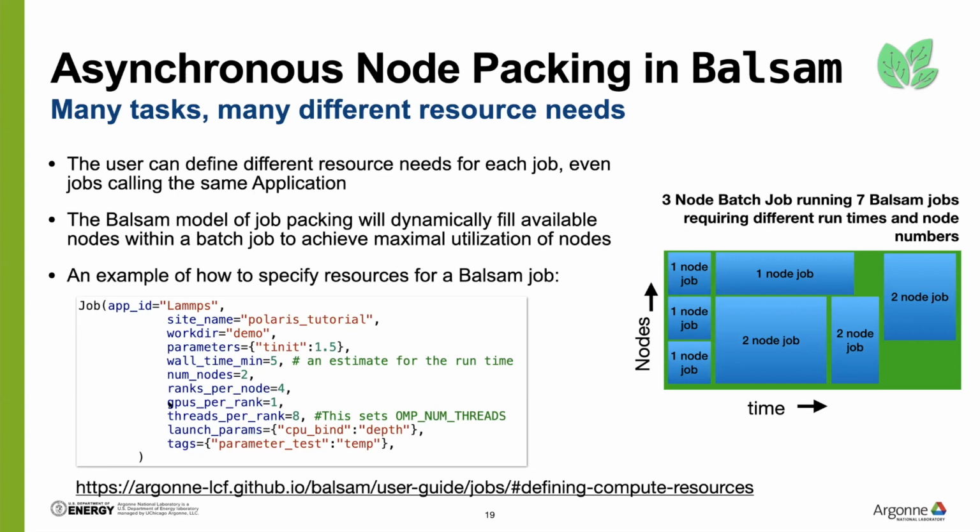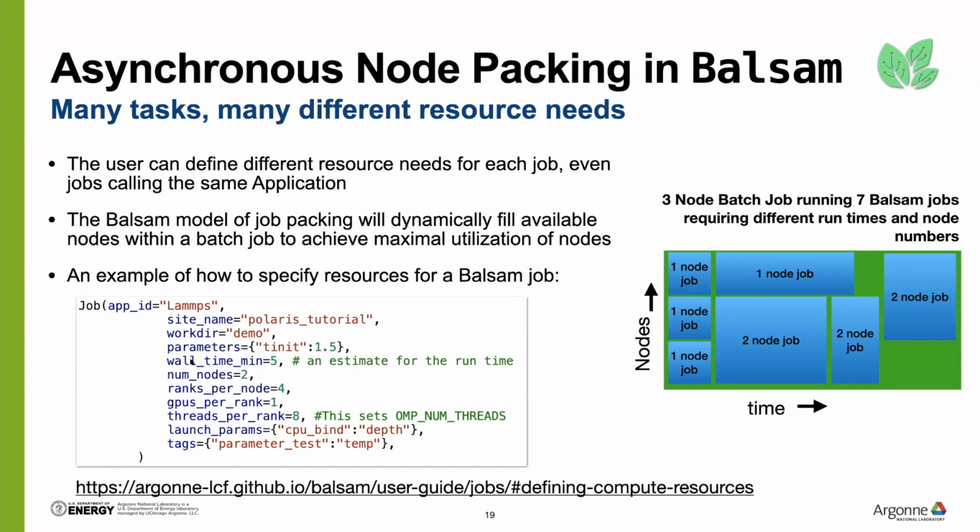How many ranks per node, GPUs per rank, threads per rank, any additional launch parameters that need to be passed to the mpiexec line. You would define that within the job instance that you create. And one important thing to realize is, you can run the same application, say LAMMPS, multiple times, and you can change the resources and the run settings, and you can make those different for every single job. So you could run a bunch of 1 node LAMMPS jobs, a bunch of 2 node LAMMPS jobs, 4 node, 8 node, and you can save them all to your site.